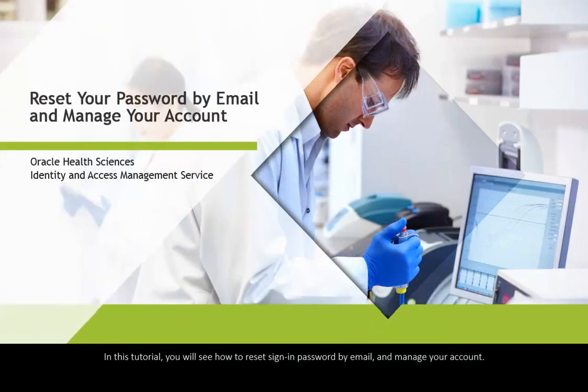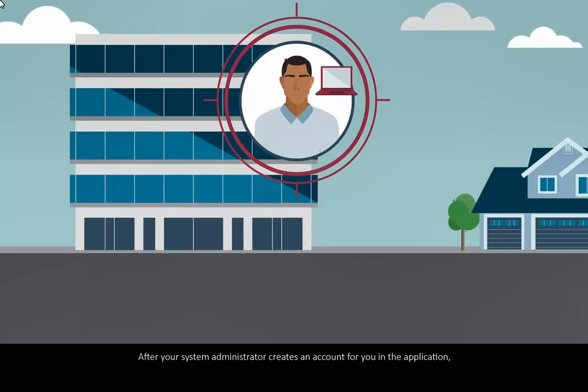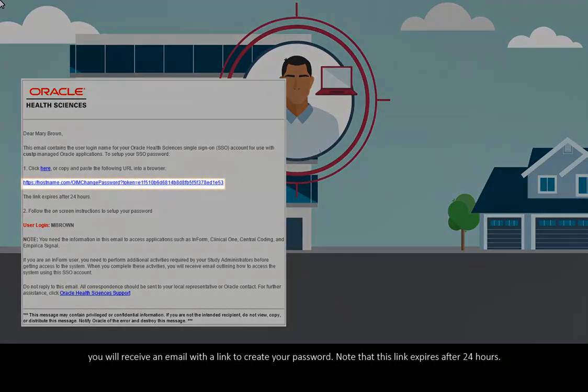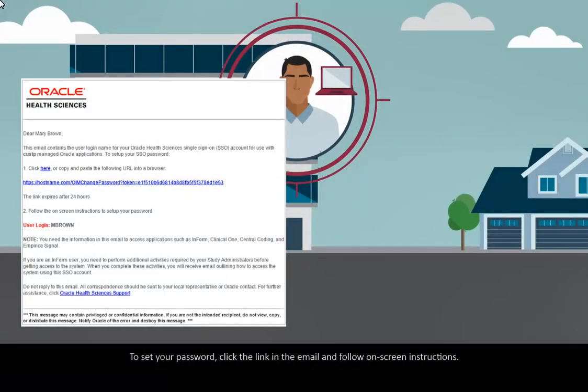In this tutorial, you will see how to reset your sign-in password by email and manage your account. After your system administrator creates an account for you in the application, you will receive an email with a link to create your password. Note that this link expires after 24 hours. To set your password, click the link in the email and follow on-screen instructions.